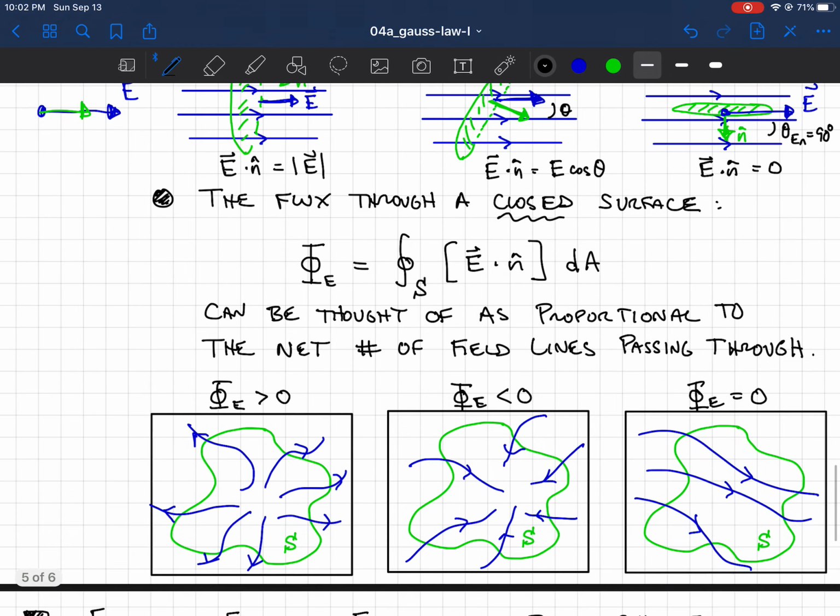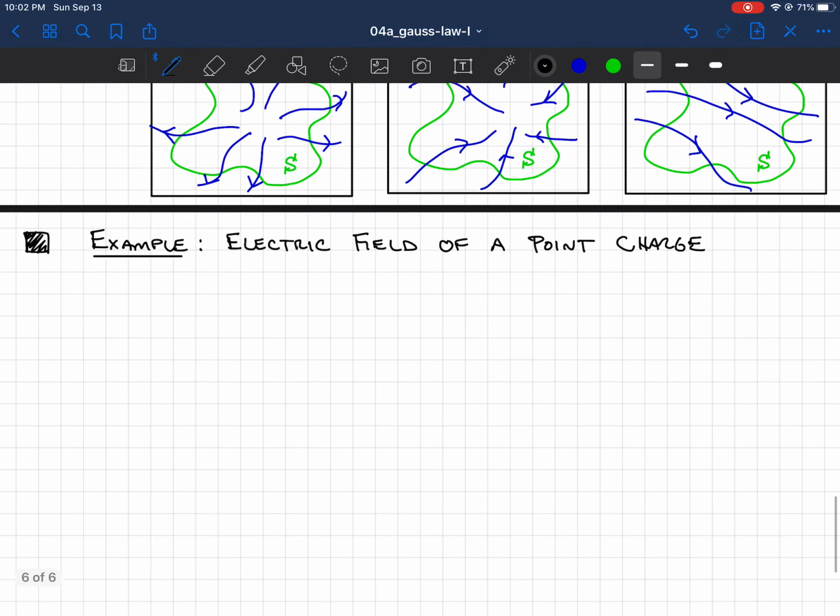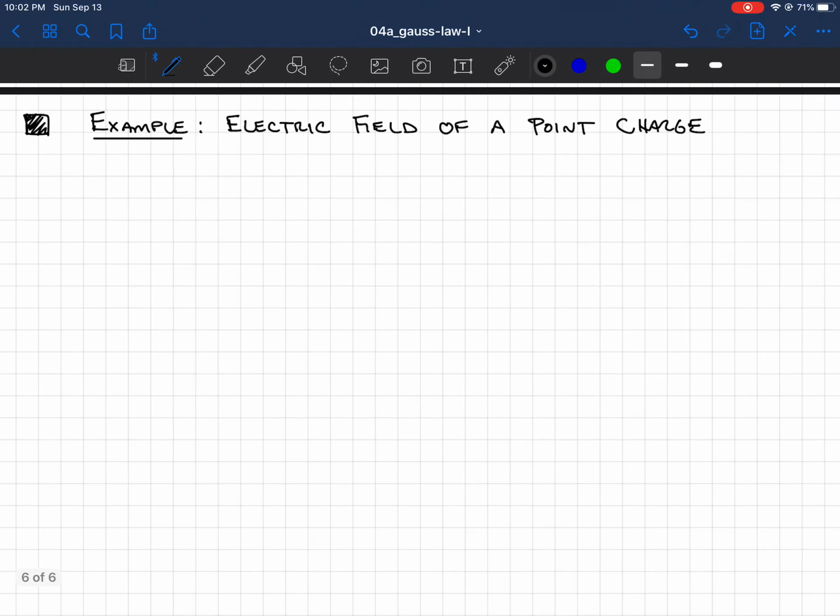So that's sort of the way that you should think about the flux of an electric field through a surface. Now we'll do an example. So the question is to find the electric field of a point charge, and we already did this. We did this with Coulomb's law and with our definition of the electric field in terms of Coulomb's law.